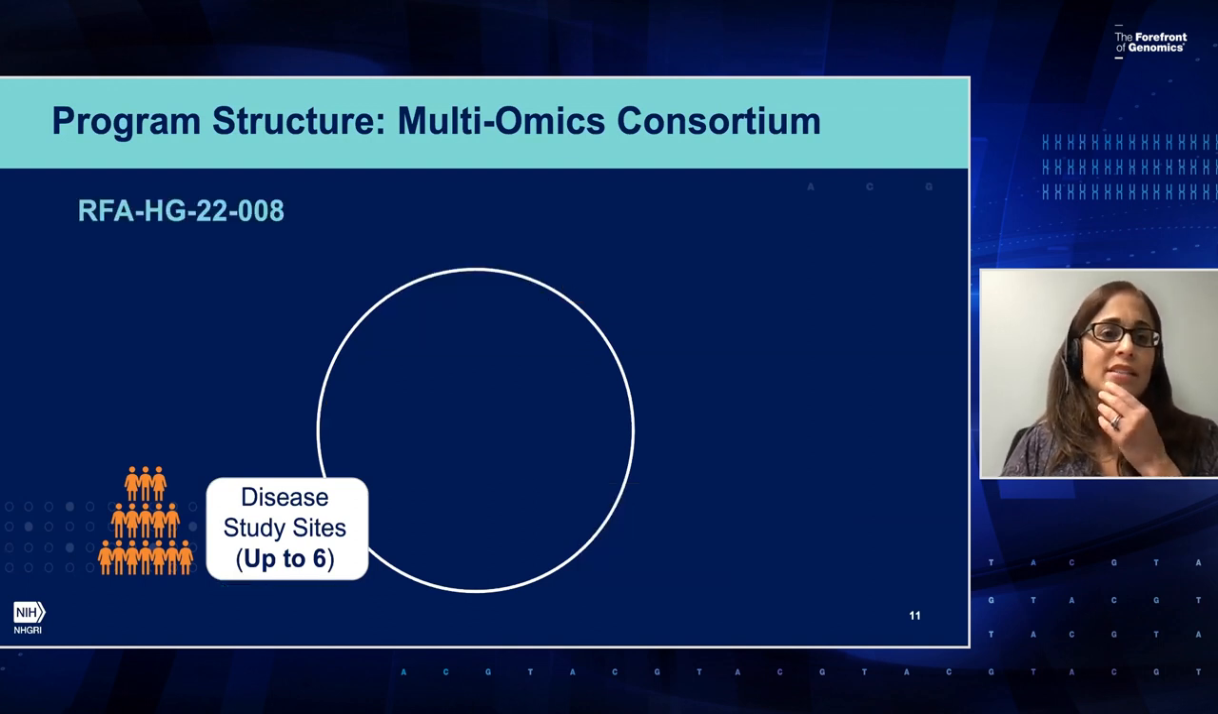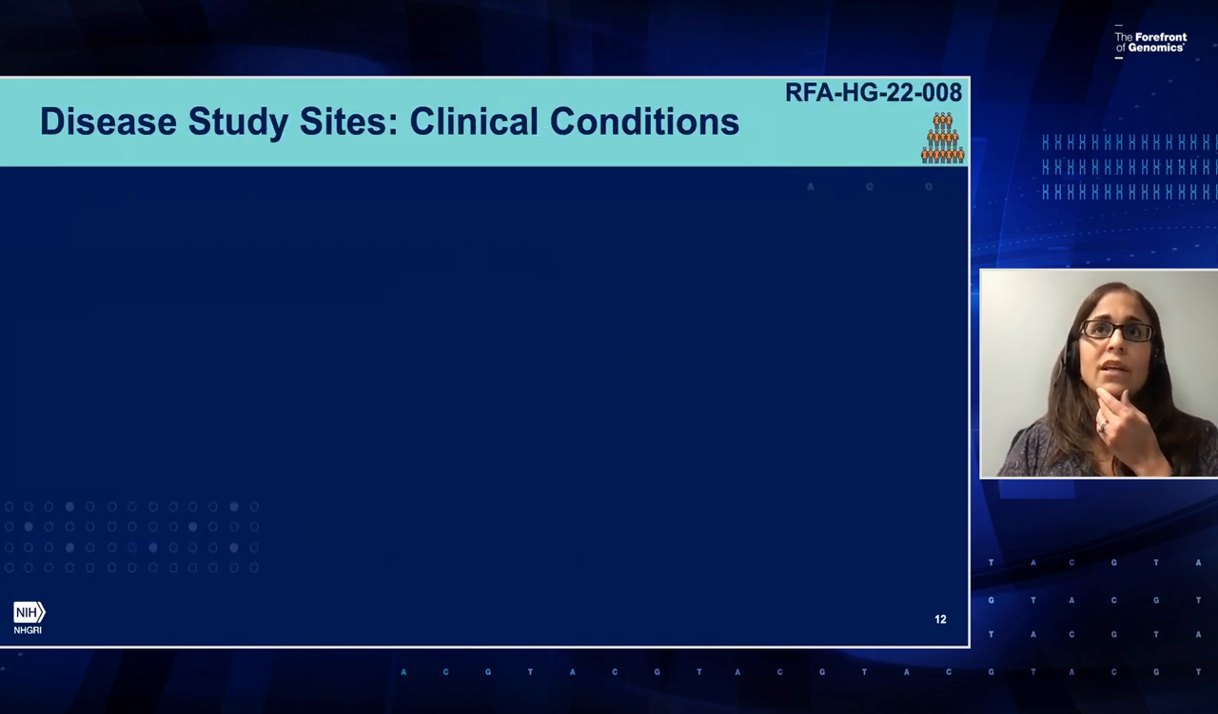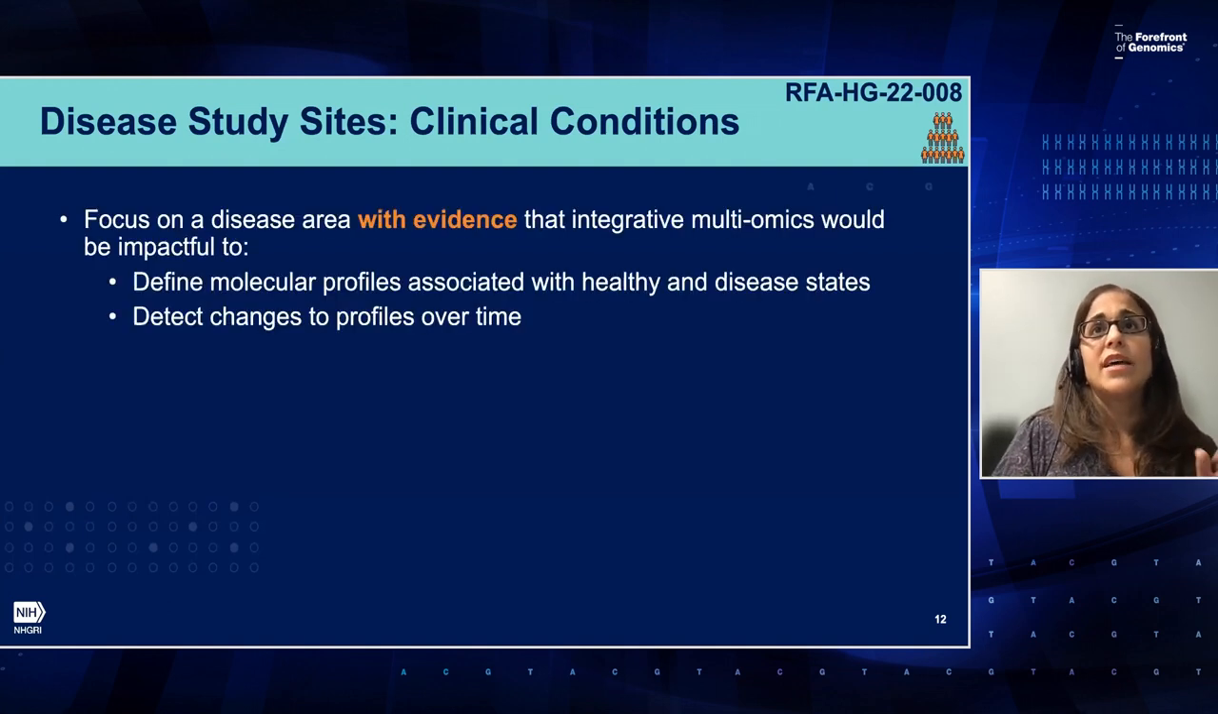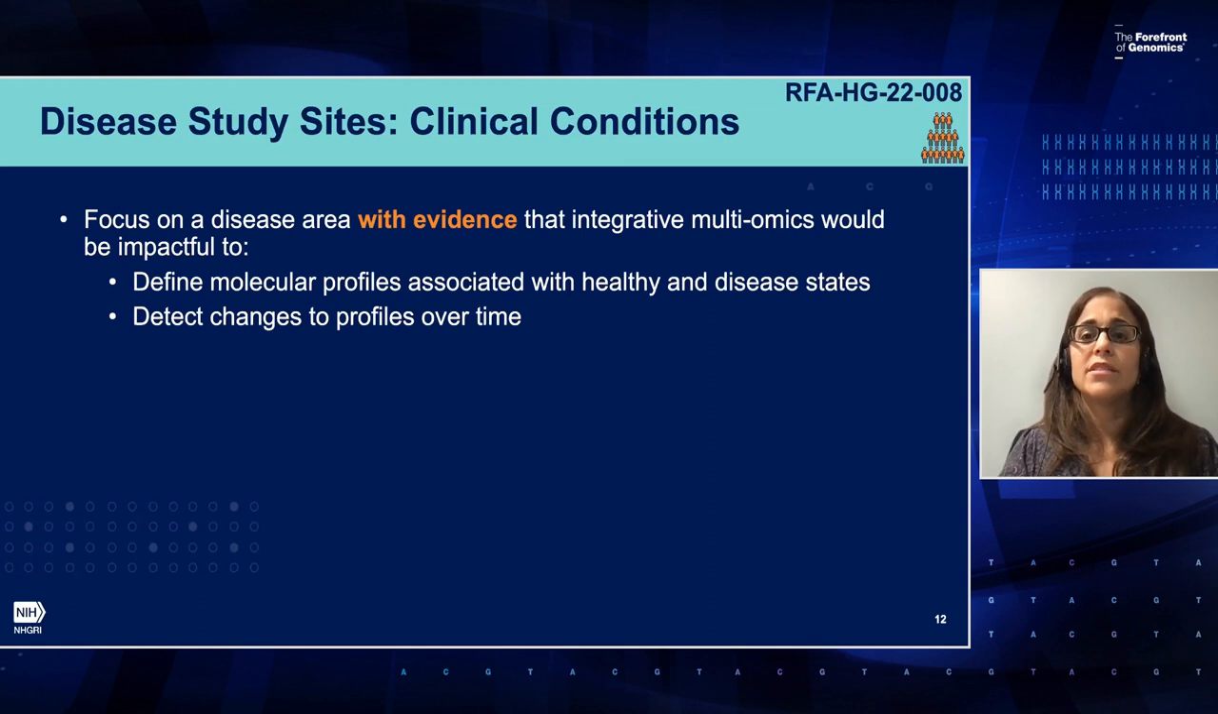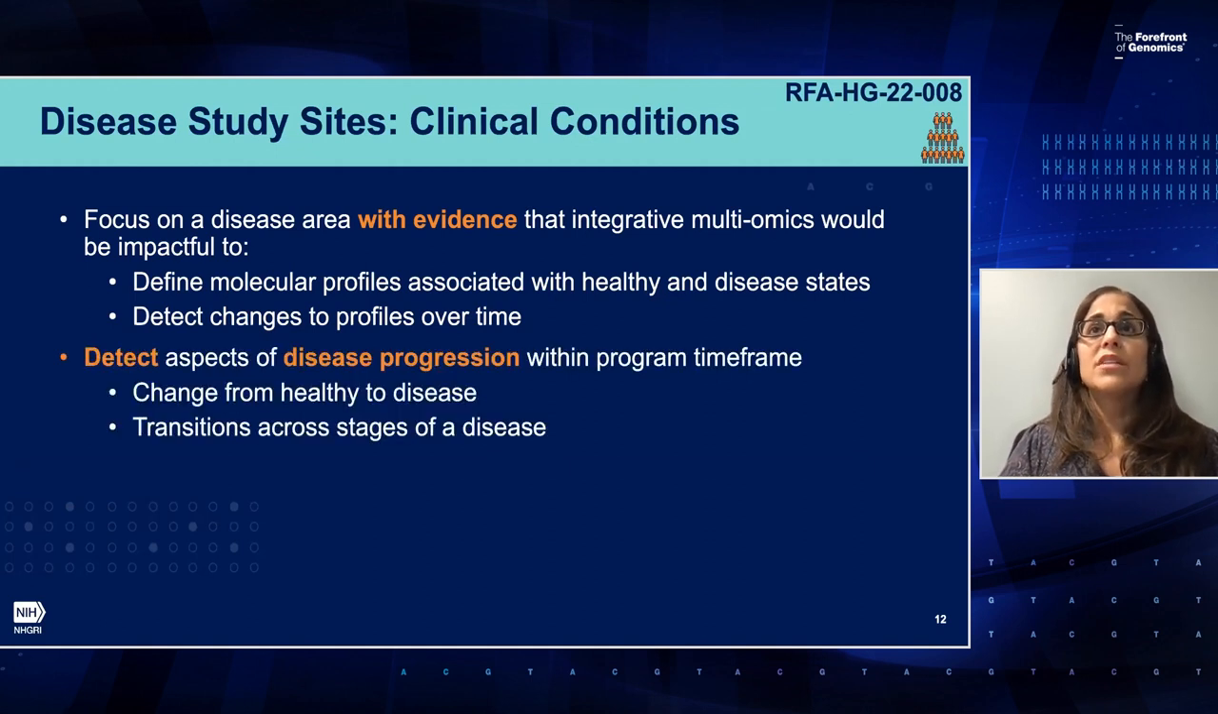Okay, so let's talk about the disease study sites or DSSs. And as I just noted, we intend to fund up to 6 DSSs. And we expect that each DSS would propose a study focused on a disease area where there is evidence that an integrative multi-omics approach would be particularly impactful. For example, that it would help to define molecular profiles associated with healthy and disease states, and that would detect changes to these profiles over time. The proposed study should also be able to detect aspects of disease progression within the 5-year timeframe of this program. So, for example, to detect change from one state to the other or transitions across states.